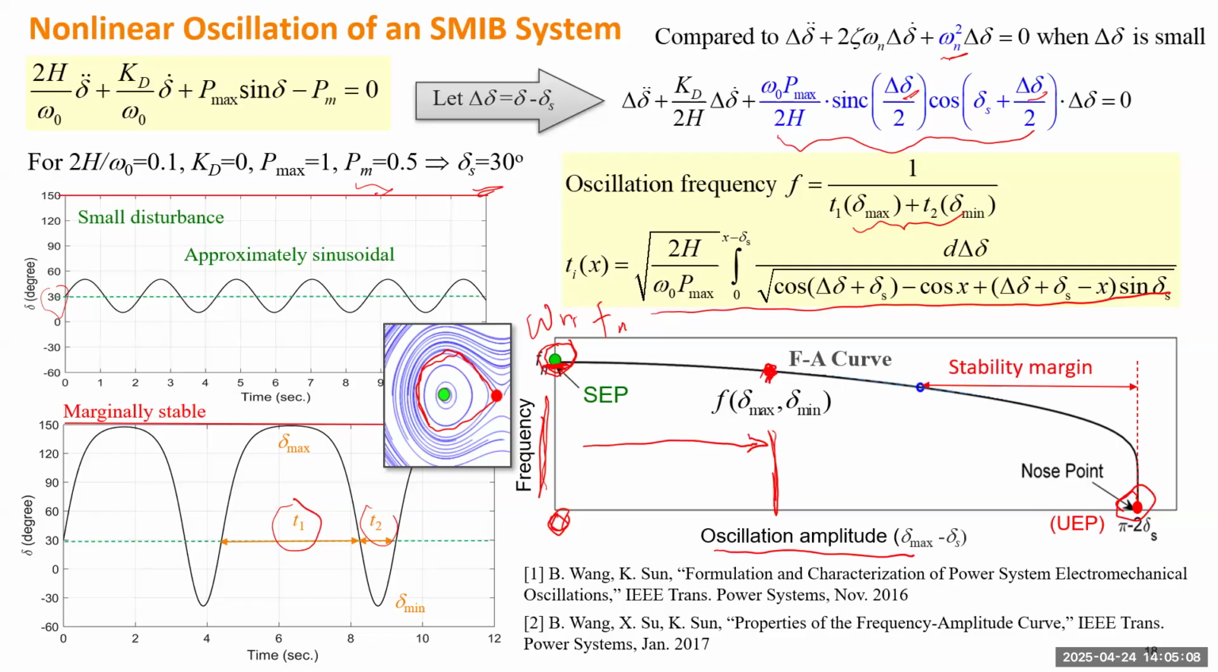So it becomes transient, an unstable trajectory. It will lose the definition of a periodic behavior. There's no definition of frequency. The frequency becomes 0. So using this curve, based on the amplitude, you can measure the stability margin of the system.